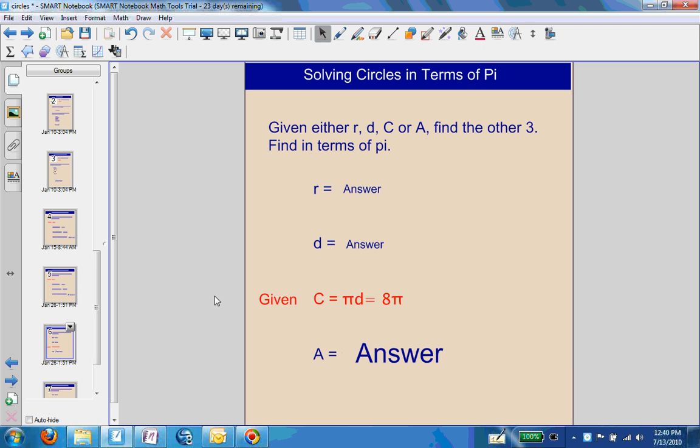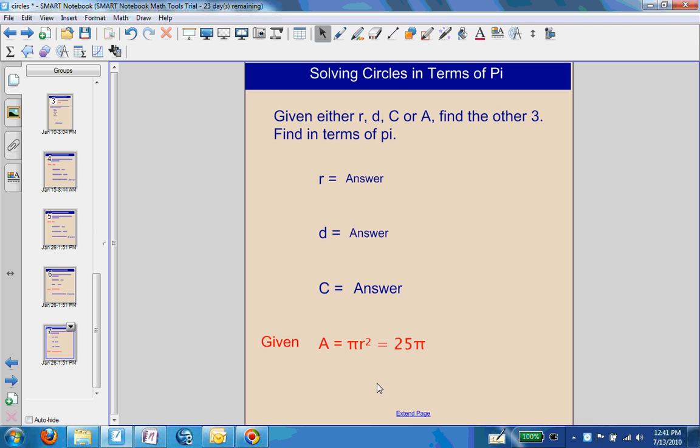Now in this case, we're given the circumference is 8 pi. Well, if the circumference is 8 pi, we know the diameter has to be 8 because circumference is pi times diameter. So the answer has to be 8, which means the radius is half of the diameter. So the radius has to be 4. And the area is pi r squared. Well, the radius is 4. If you square that, you get 16. So that's going to be 16 times pi.